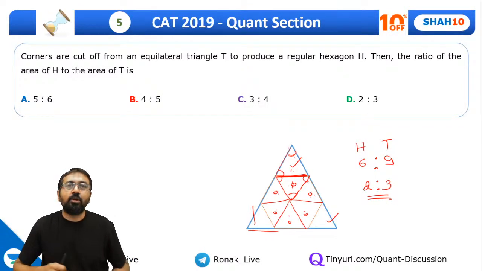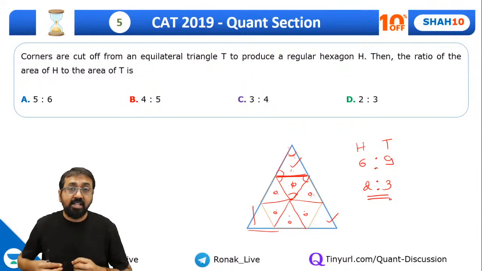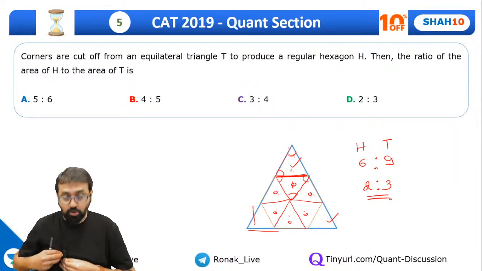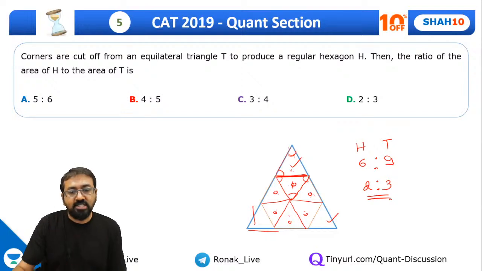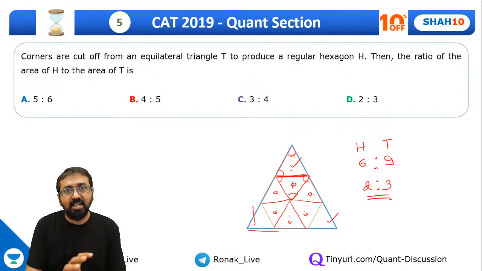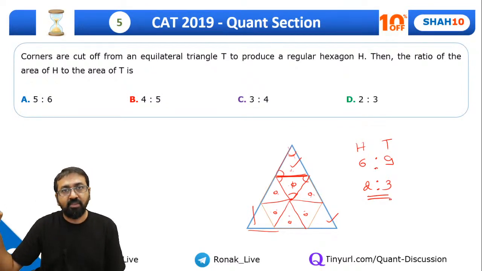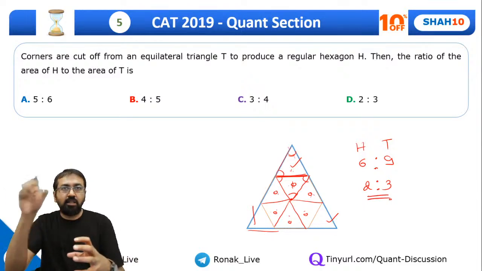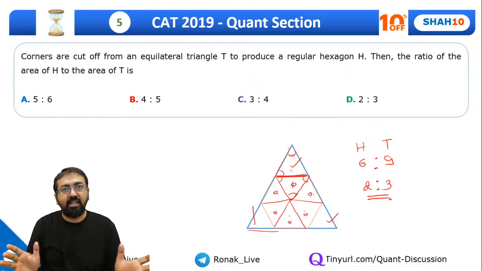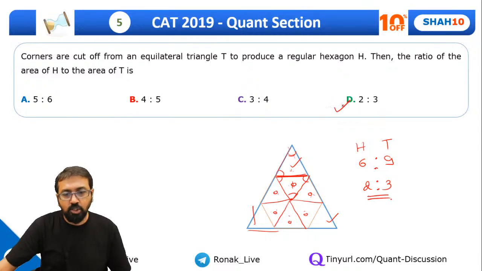Isn't that a 10-second question? If you have attended my geometry session, or seen my video, I have clearly mentioned that whenever you come across a regular hexagon, remember this. Whenever you compare the area of a hexagon with some part of the hexagon or with the outer figure, try to divide the figure. Divide the area and you will get some relationship easily. So the answer is this one, 2:3.